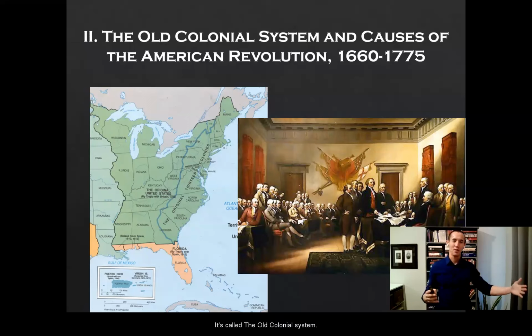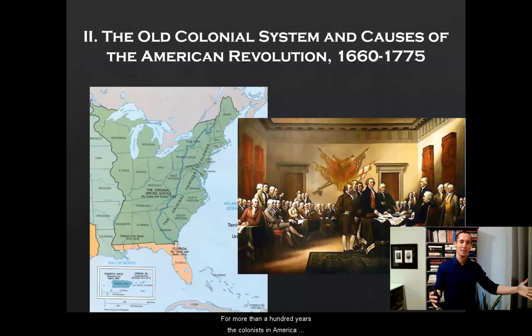It's called the old colonial system. For more than 100 years, the colonists in America were part of the British Empire, and were happy being part of it. They called themselves Englishmen, and they wanted to stay a part of the British Empire. And then beginning in 1763, from 1763 to 1775, just 12 years, that good working relationship will come crashing down, leading to the American Revolution.